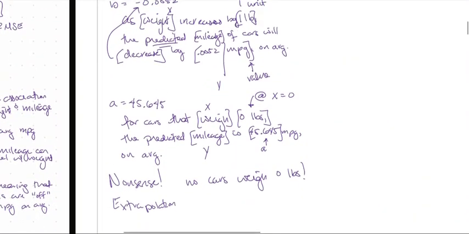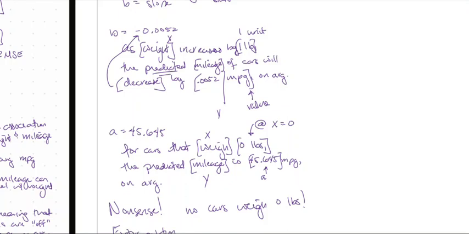So let's look at this again. We're saying that as weight increases by 1 pound, the predicted mileage of cars will decrease by 0.0052 miles per gallon. That's fine. We usually don't weigh cars in exactly pounds. So let's think about what if we weigh in tons. What happens to our slope and what happens to our intercept?